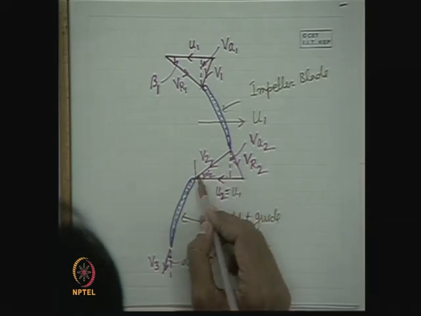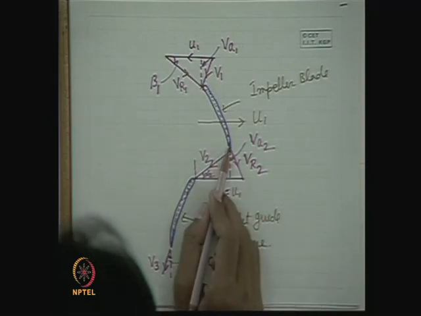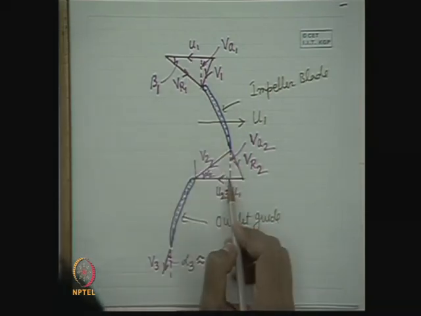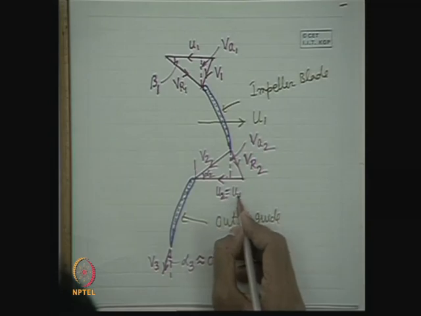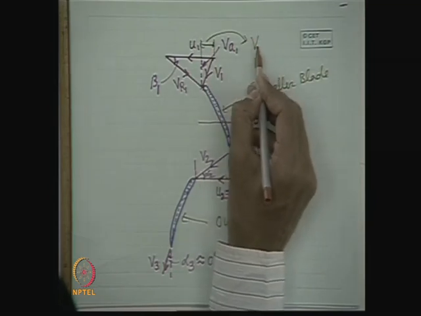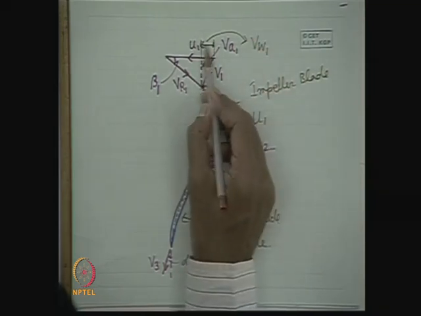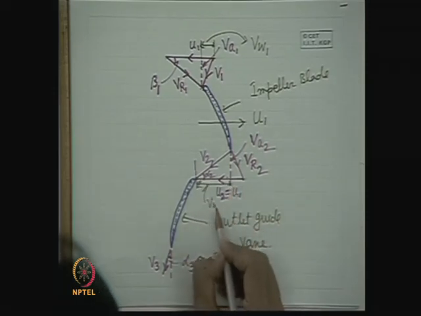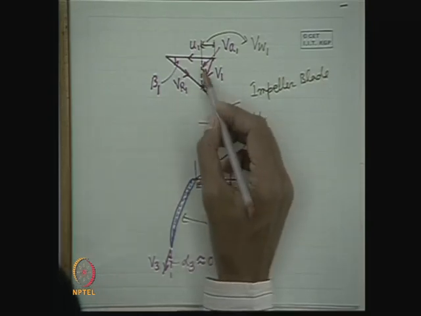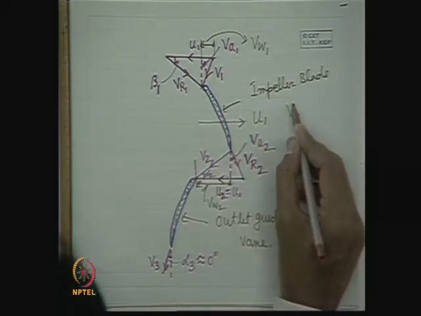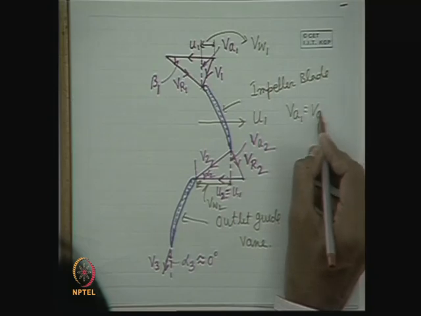When it comes out, this is the absolute velocity coming out from the impeller blade. This is the relative velocity, which is gliding out of the blade, and this is the blade velocity at the outlet. And since the inlet and outlet are at the same radial location, U2 is equal to U1, U1 is equal to U2. So therefore, we see this is the VW1, the whirling component of velocity at the inlet, and similarly this part is the whirling component of velocity at the outlet VW2. And this is the axial velocity because this is the axial direction, VA1 at the inlet and VA2 at the outlet. And the design is made in such a way that VA1 is VA2.